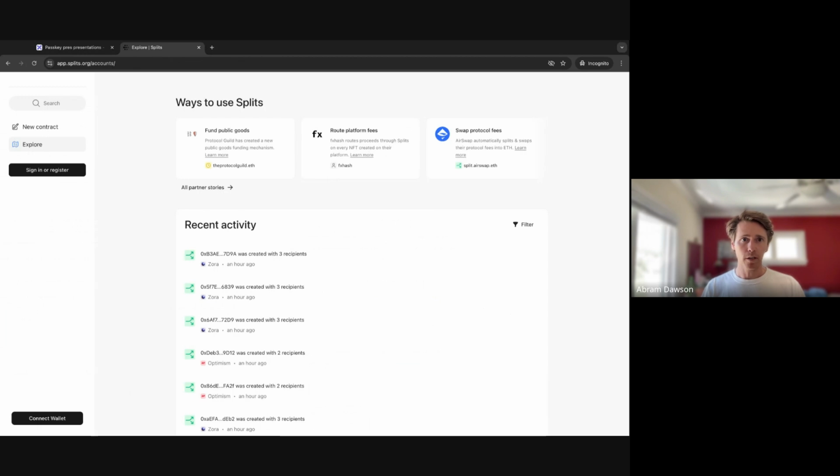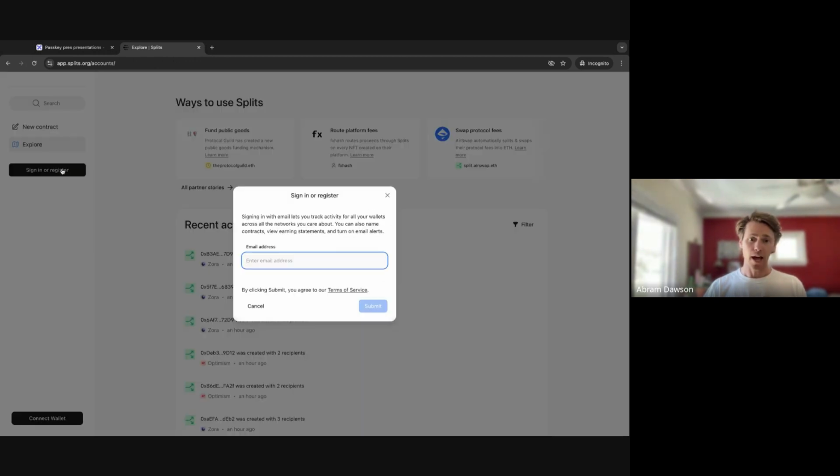Okay, so let's jump into a very quick demo. Live demos are always fun. I'm going to do this in an incognito window. I don't have MetaMask or anything installed. I have already created an account. I'll enter in my email.